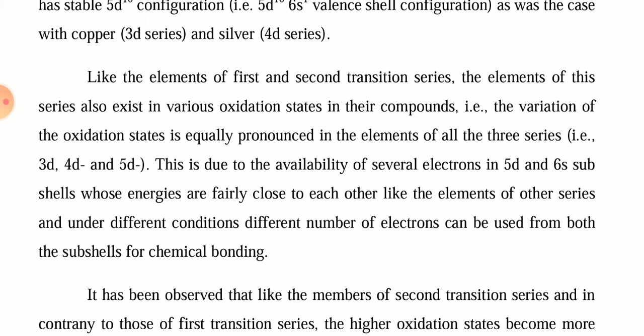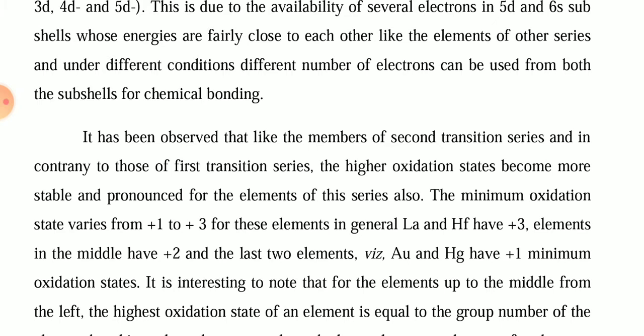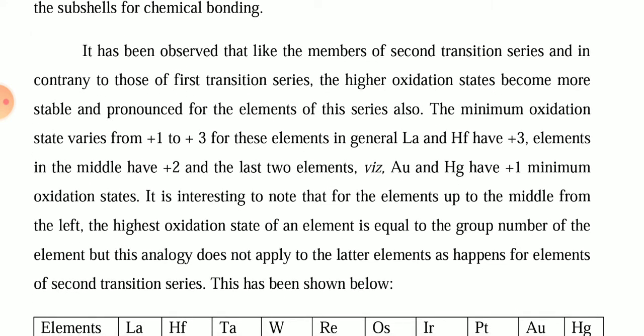Like the elements of the other series, under different conditions the number of electrons used from both subshells for chemical bonding differs. It has been observed that, like members of the second and first transition series, the higher oxidation states become more stable. But in the third transition series, the maximum oxidation state varies from +1 to +3 for lanthanum and hafnium, is +2 in the middle, and the last element has +1 as maximum oxidation state. It increases up to the middle, where the highest oxidation state of the element is equal to the group number of the element.